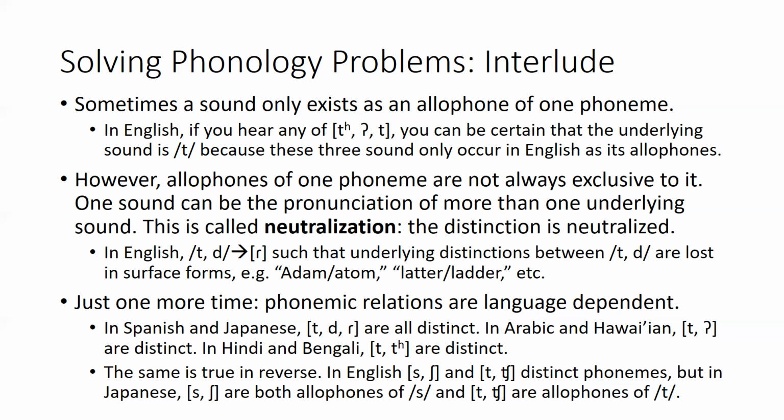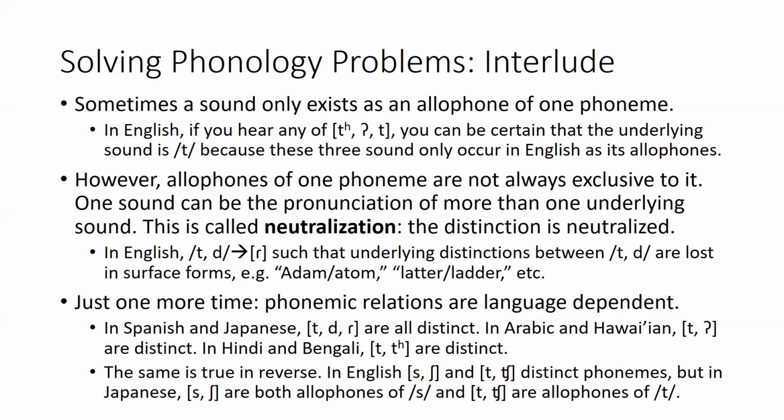So in Spanish and Japanese, t, d, and d are all distinct, even though they're all allophones of t in English. In Arabic and Hawaiian, t and the glottal stop are distinct. In Hindi and Bengali, the and t are distinct. The same is true in reverse.